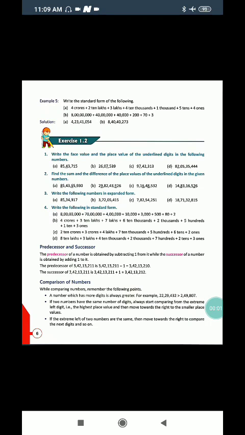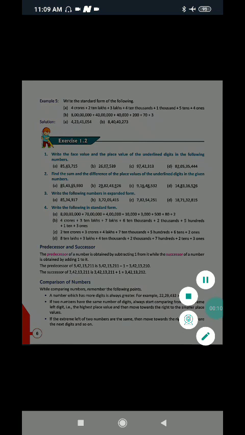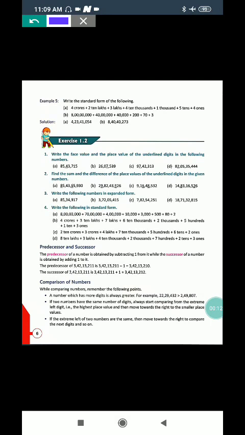Good morning everybody. We are doing chapter number 1, numbers, and last day we have done exercise number 1.2. Today we will do exercise number 1.3, and in this exercise we will first of all do predecessors and successors.